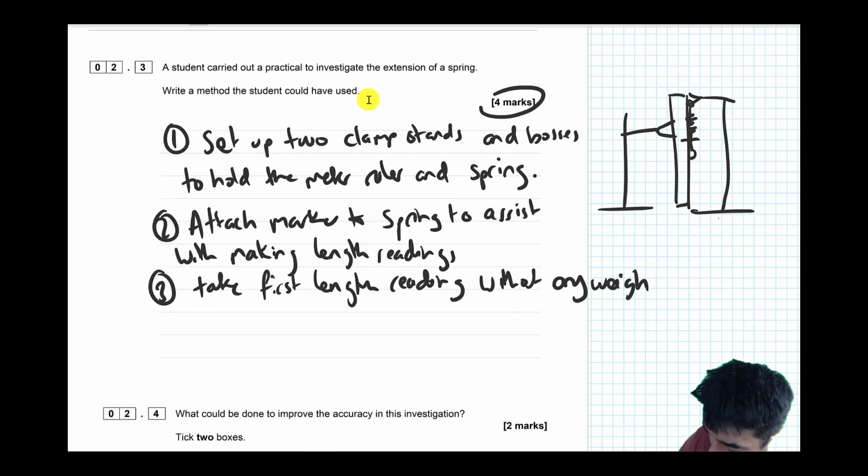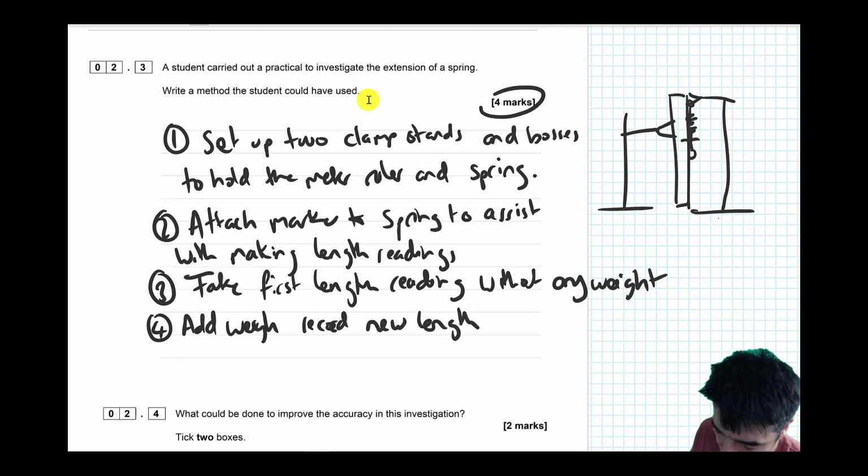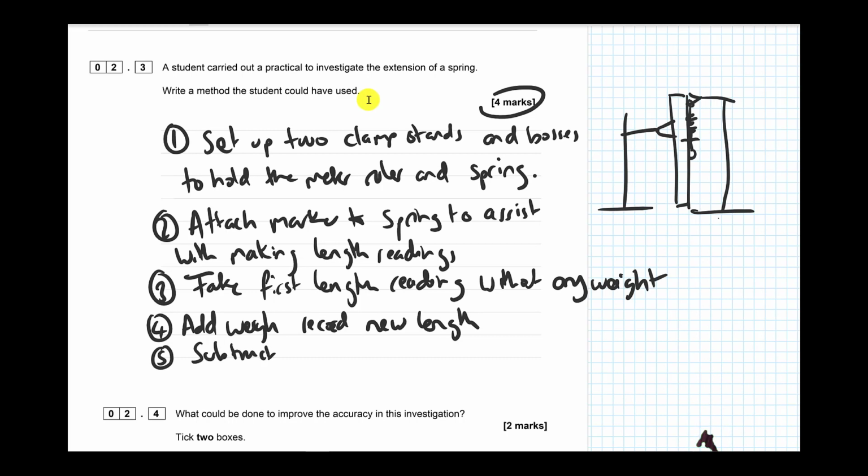Try and do it with correct grammar, capital letters. Add weight, record new length. Right, so add a weight, record a new length. 5, subtract original length from new for extension.